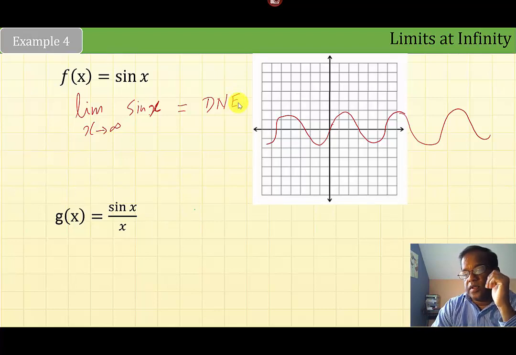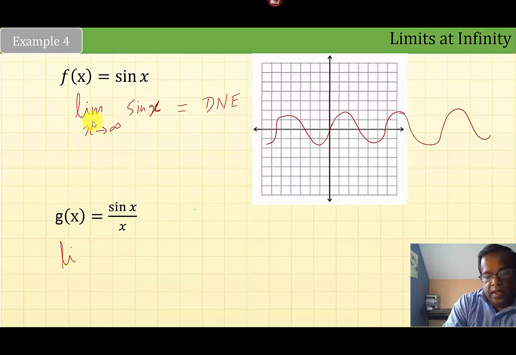As x approaches this, we go from negative 1 to 1, negative 1 to 1. So this is the same thing as in this one again. If you want to find the limit as x approaches negative infinity of sine x, it's also the same. It doesn't approach any particular number, so it does not exist.